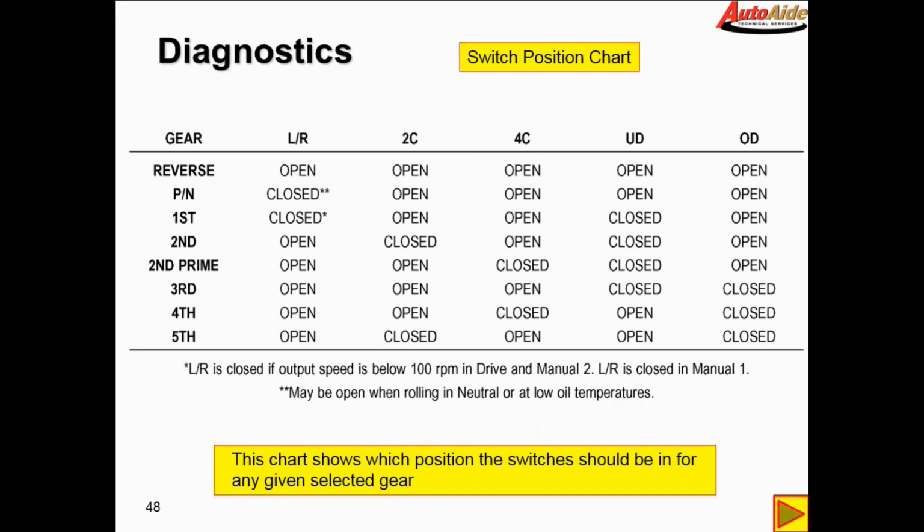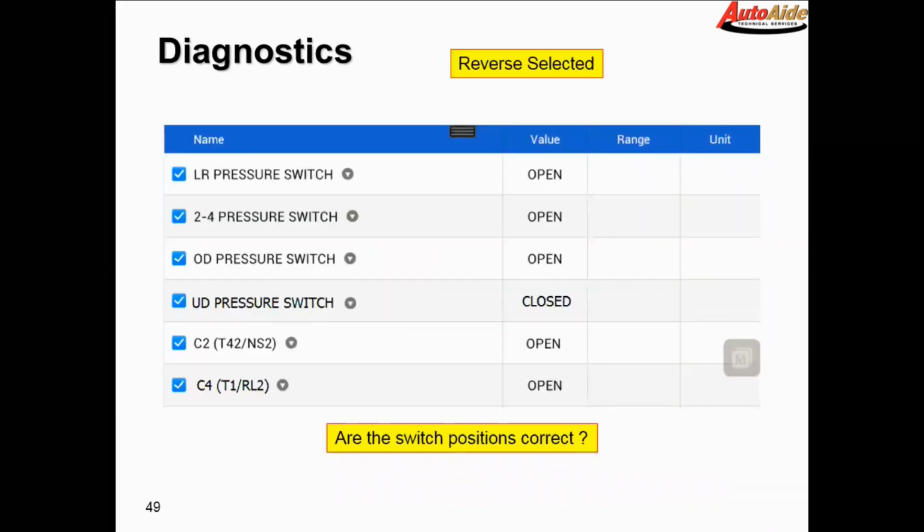So when I go in and select reverse, everything reads open except for the underdrive switch. Now this could be because of a hydraulic leak or something of that nature, or it could be a problem with the switch itself. Now the easiest way to get rid of a hydraulic leakage type problem is just shut the darn thing off. That shuts down the pump, takes the pressure away, turn the key back on.